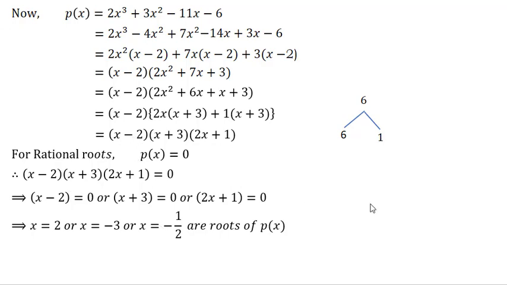So if they ask me to find the roots, I will go up to these steps. Otherwise I will stop here if it is only asked to factorize. So I will stop here. In the next lecture we will revise this factorization of cubic polynomial and proceed to solve the problems. Thank you.